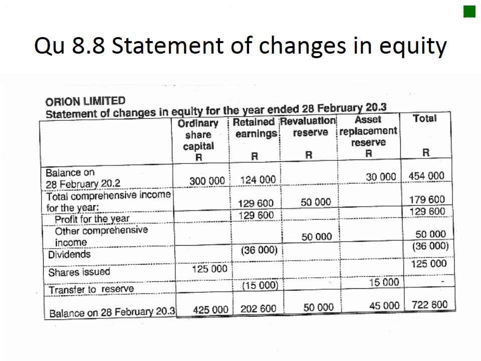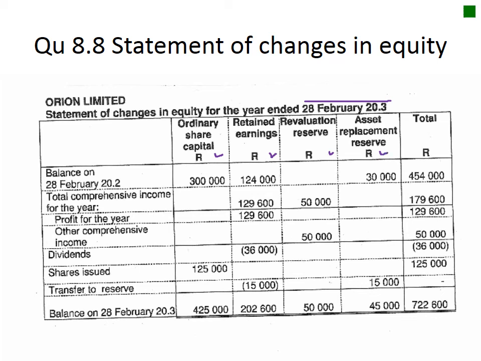I want to finish this lecture by just showing you a statement of changes in equity again. We will be doing an example in the next lecture where we actually put the statement of changes in equity together. But let's just look at question 8.8, statement of changes in equity in the meantime. This is the statement of changes in equity. That company had a 28th of February 2003 year end. And there is a column here for all of the elements that are in the equity section of the statement of financial position.